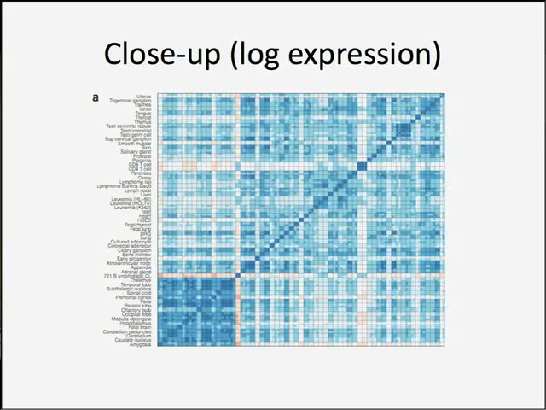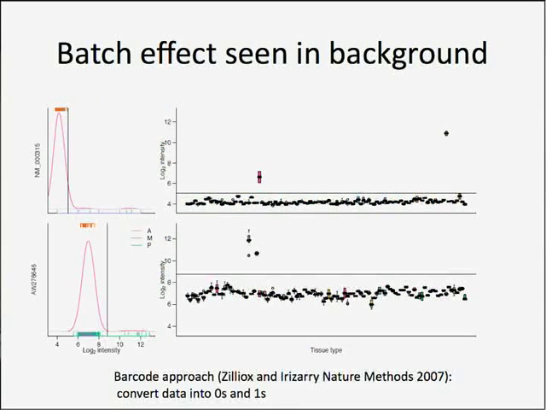Why is that happening? Okay, and here's a close-up. Right, so you can see, let me see if I can read some of these. Ovaries and spinal cord are blue, so they're correlated. I know most of them are.